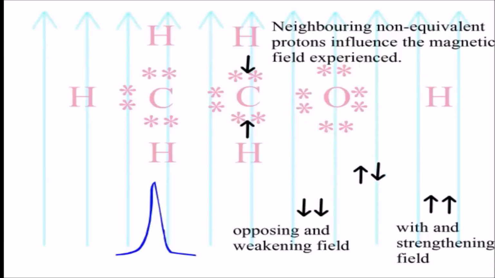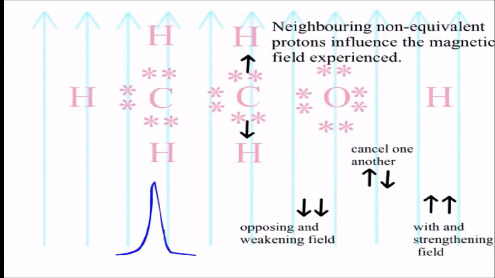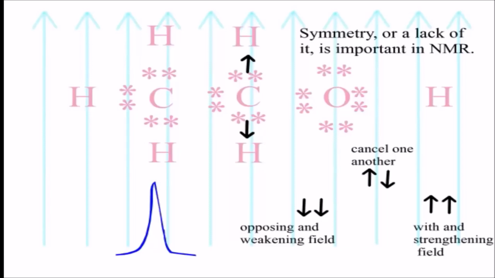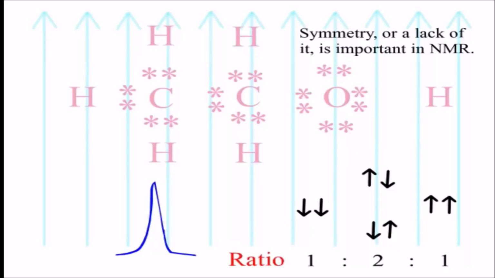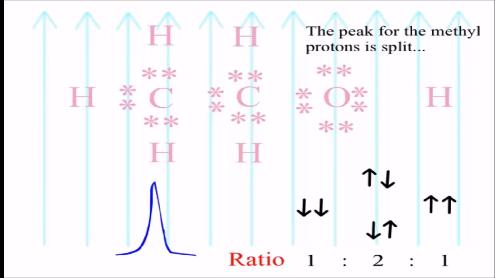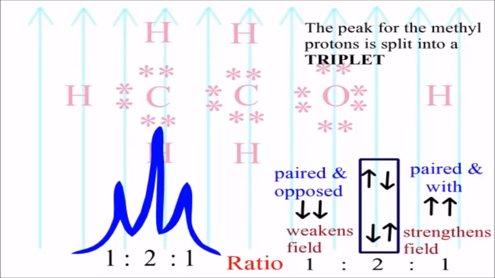Then you could have this possibility where one is with and the other is against the external magnetic field, and of course they will cancel one another's effect. And you could have the reverse of that, but again these are opposing one another and cancel. Look at the ratio of these possibilities. They are 1 to 2 to 1. So 4 possibilities. 2 of the 4 have no effect on the peak, and the other 2 have opposite effects, one weakening and the other strengthening. So we're going to get the peak split into 3 sub-peaks.